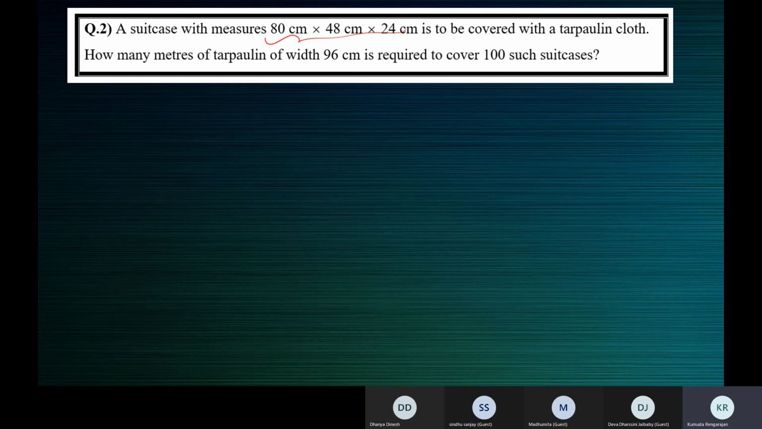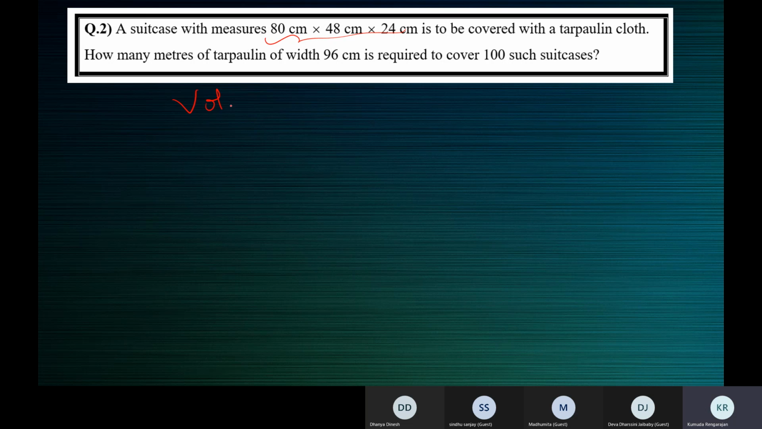How do we calculate the length of tarpaulin we need? The width of the tarpaulin sold in the market is 96 centimeters. If the width is 96 centimeters, what length of tarpaulin do you have to buy? So this is the procedure.